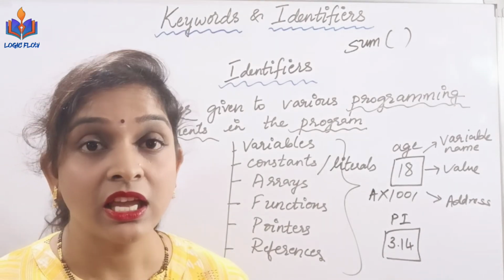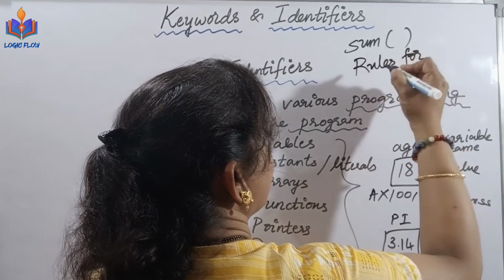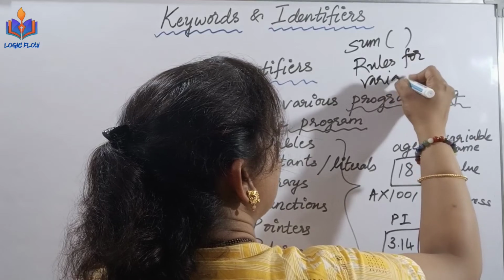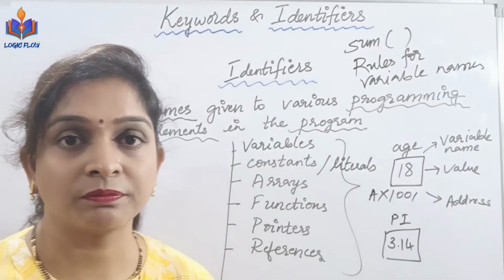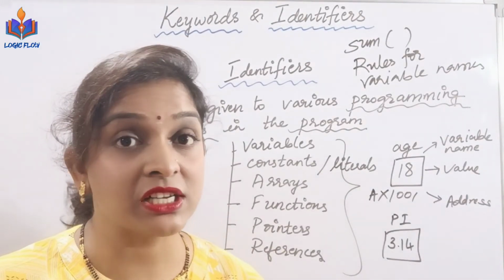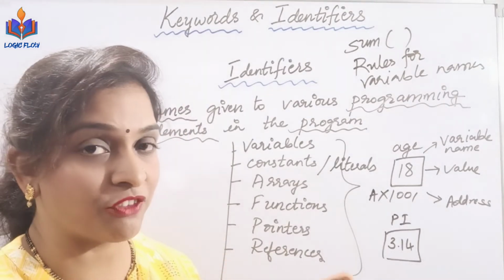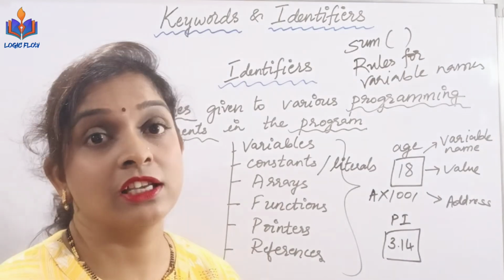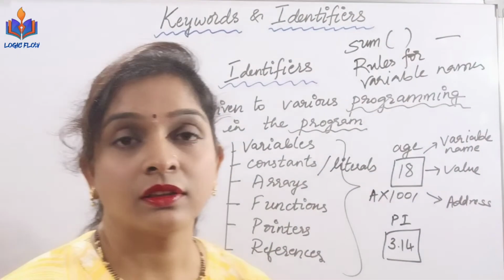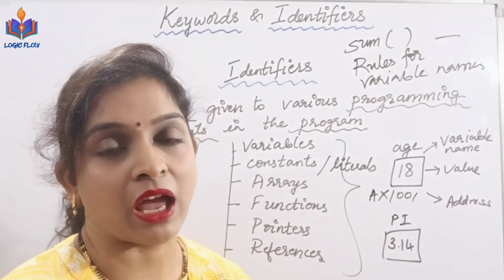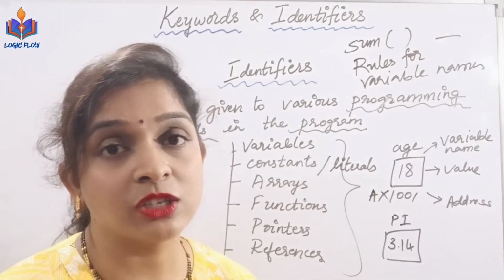I have discussed this in the rules for having variable names, and those rules will be the same for all identifiers. It says alphabets, digits and underscore can be used. What cannot be used? Keywords cannot be used as identifiers. Blank space and special symbols cannot be used. The only allowed special symbol is underscore. And what restrictions do we have? It should start with a letter, not with a digit. It is case sensitive. So all these are rules that we follow.